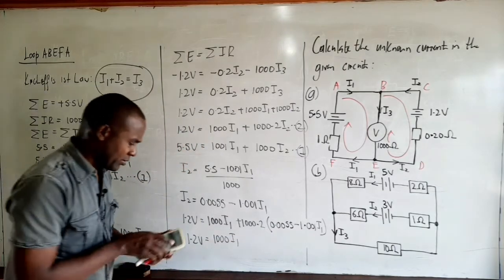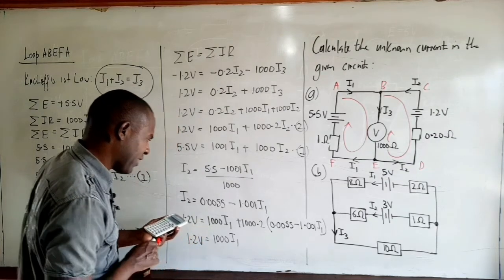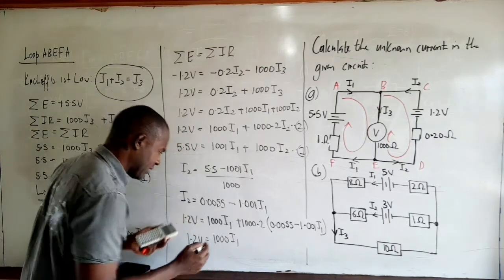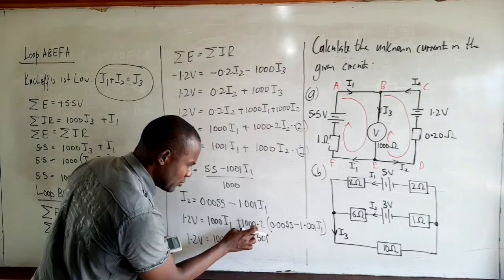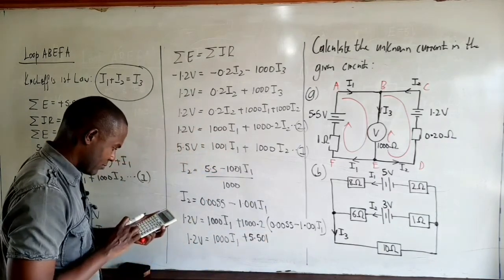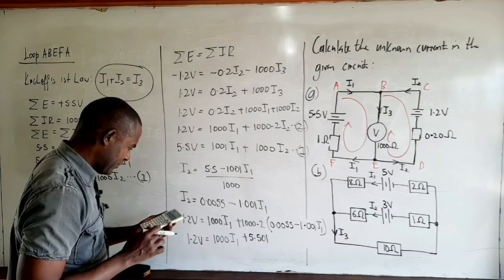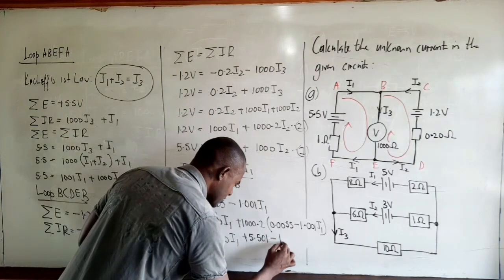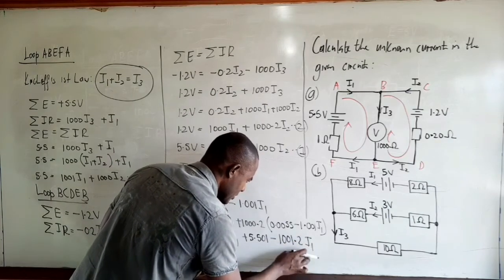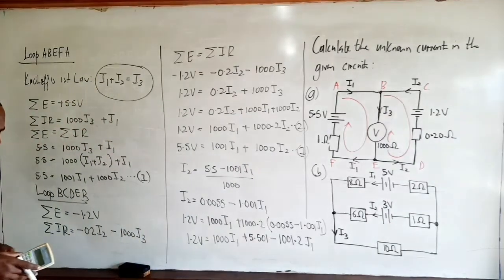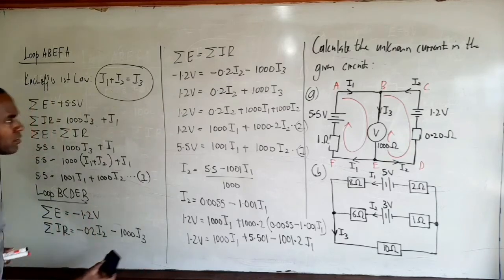So we have 1000.2 times 0.0055, that gives us plus 5.501, and 1000.2 times that gives us 1001 minus 1001.2 I1. So now we have an equation in terms of I1 alone, and therefore we can solve for I1. So, all right, continuing.